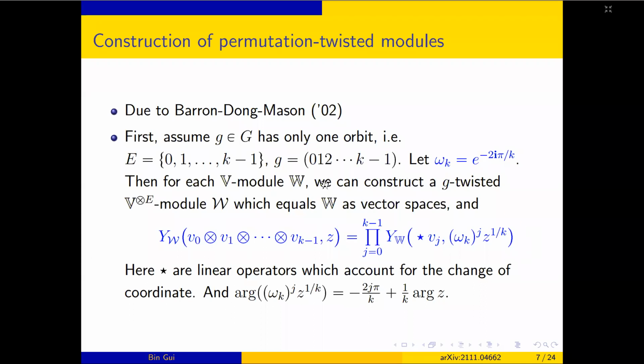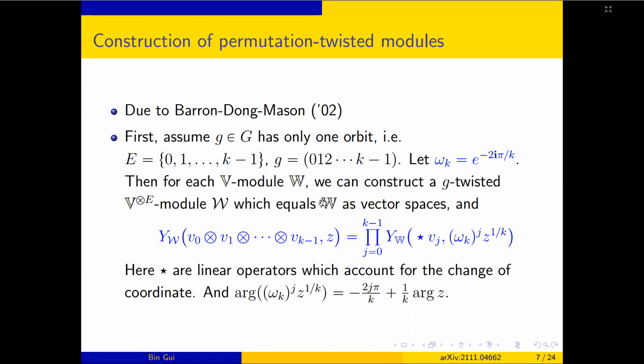So recall that our VOA now is a finite tensor product of V, and we have G is a permutation. Let us first consider the easy case, that is E is a finite set consisting of k elements, and G is a cycle of k elements. So G has only one orbit. Okay, so G acts transitively on this set.